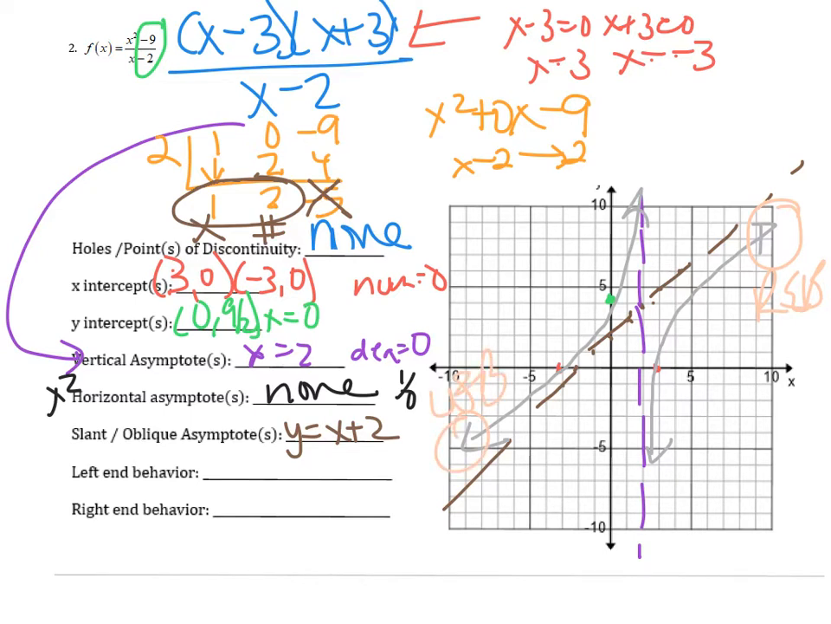On my left end behavior, the limit as x goes to negative infinity, it's getting smaller and smaller, so it's going to negative infinity. On my right-hand side, as my x's are getting bigger, my y's are also getting bigger. So my limit as x approaches positive infinity of f of x is positive infinity. So when you have a slant asymptote and you don't have a horizontal asymptote, these are going to go to infinity or negative infinity, depending on which way it goes.